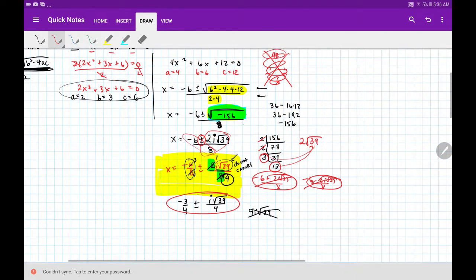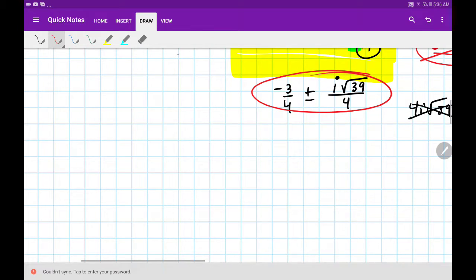So why don't you try this one yourself and see how you do. We're going to use 2x squared minus 4x plus 1 equals 0. All right, pause the video here and give it a shot.